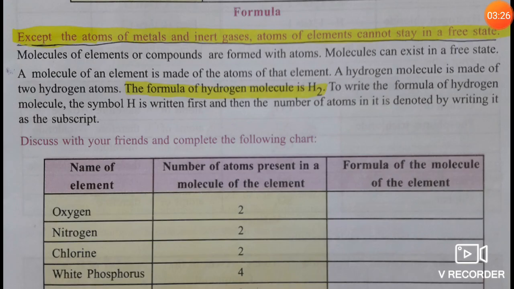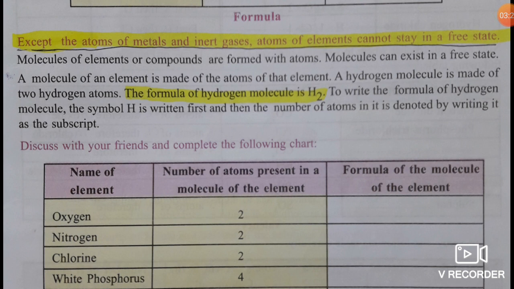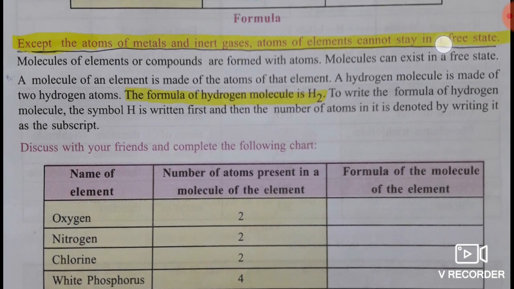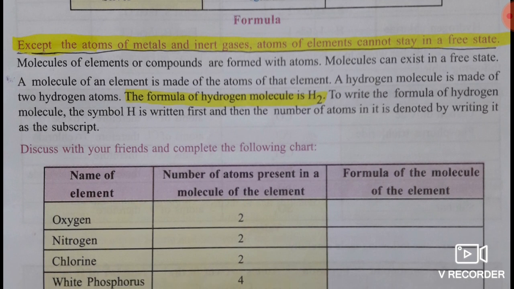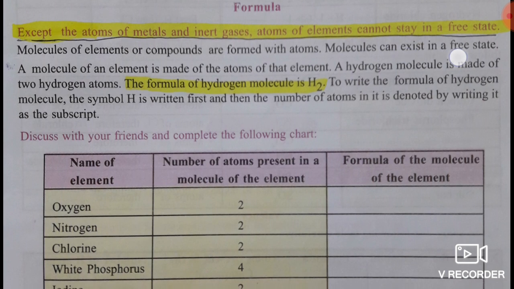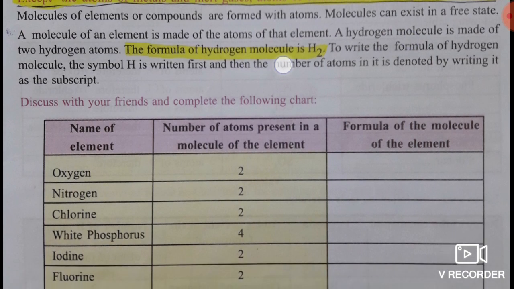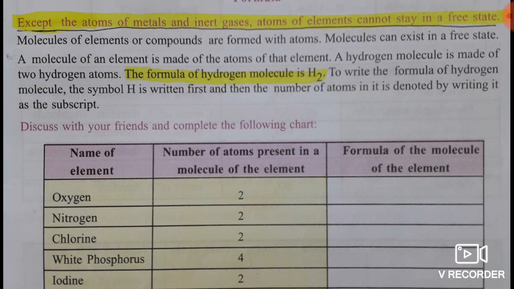Now let's come to formula. Except the atoms of metal and inert gases, atoms of elements cannot stay in free state. They will stay in their molecular state. So molecule can exist in free state. For example, hydrogen, we can't write H only, because hydrogen molecule exists in free state and it consists of two atoms. So the formula for hydrogen molecule will be H2.